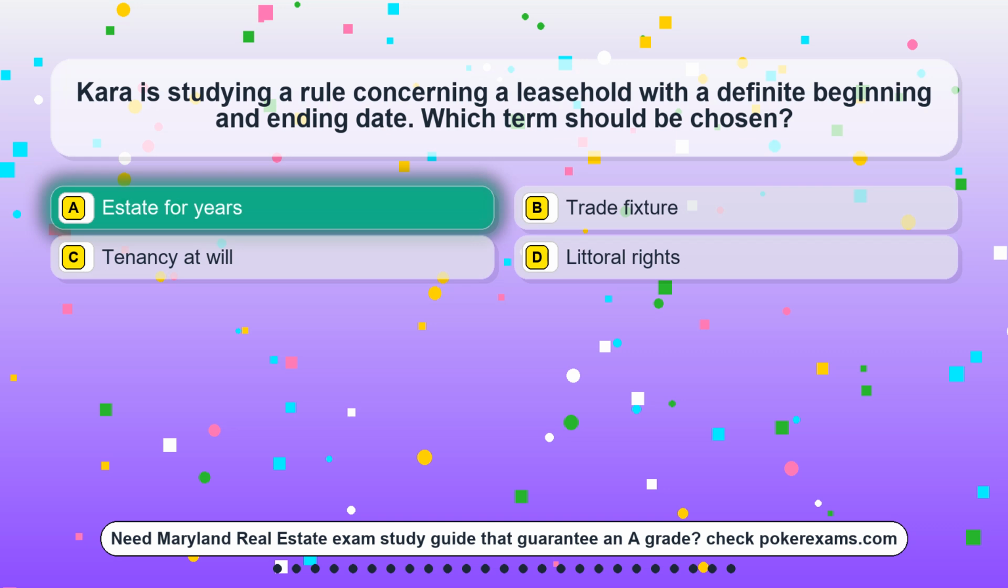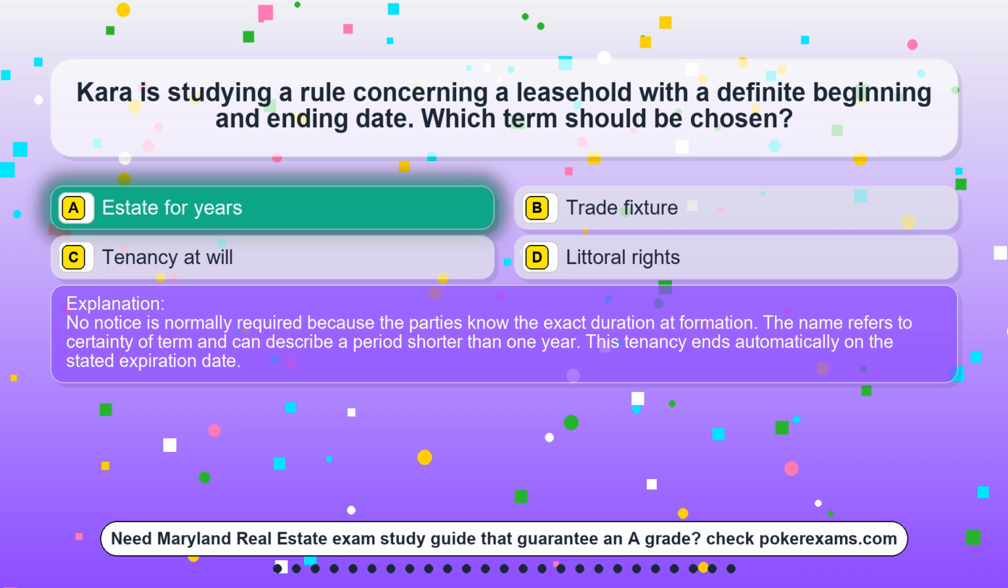The correct answer is option A, estate for years. No notice is normally required because the parties know the exact duration at formation. The name refers to certainty of term and can describe a period shorter than 1 year. This tenancy ends automatically on the stated expiration date.